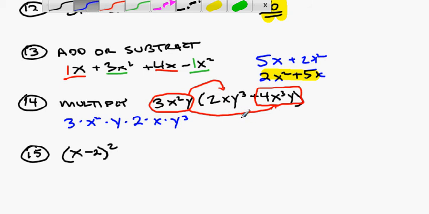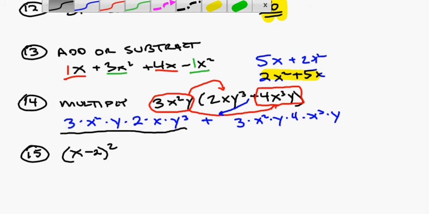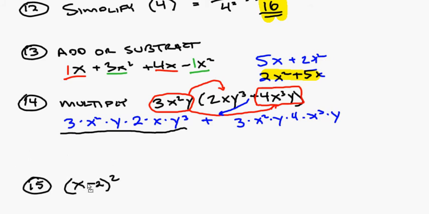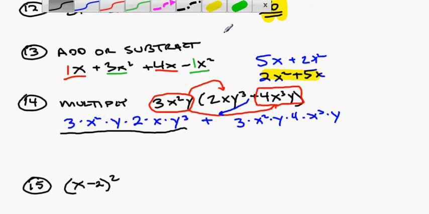So I come over here and go 3. So there's a plus; that's where that goes. Then I go 3 times x squared times y times 4 times x cubed times y. All right. So at this point, we're going to multiply all these together. And then I'm going to multiply all these together.